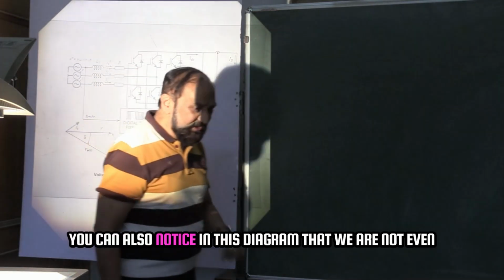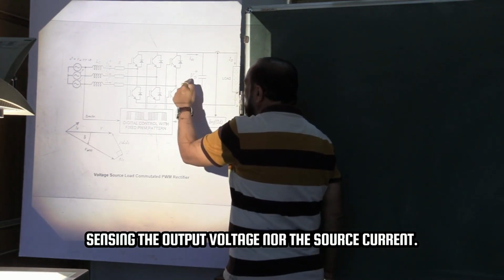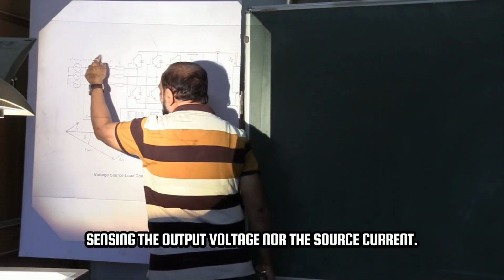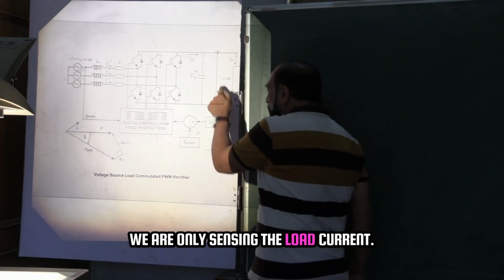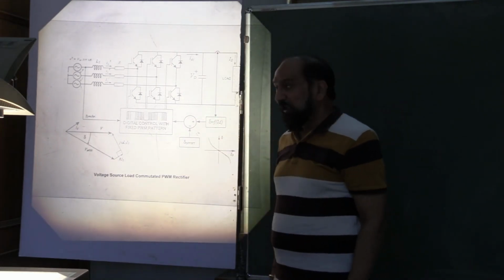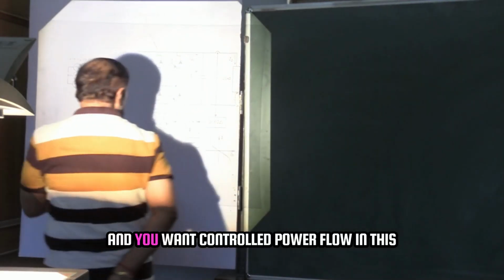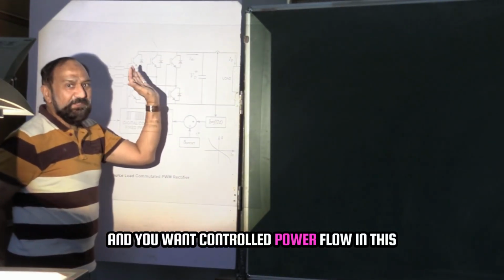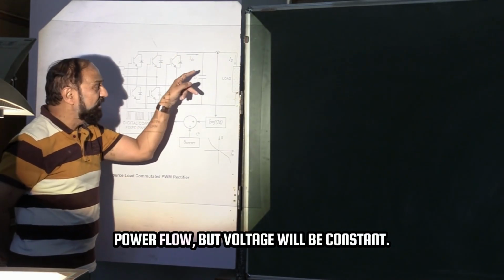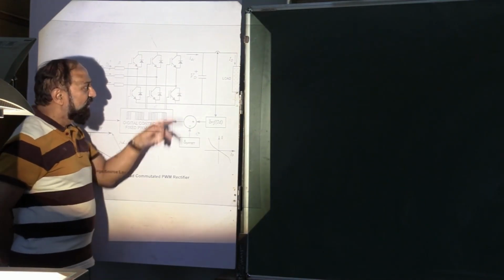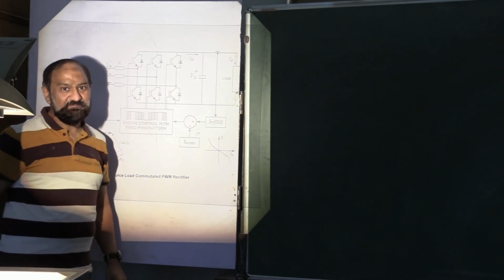You can also notice in this diagram that we are not even sensing the output voltage nor the source current. We are only sensing the load current. So if you want to keep the output voltage constant and you want controlled power flow, basically ID keeps on changing for different power flow, but voltage will be constant.